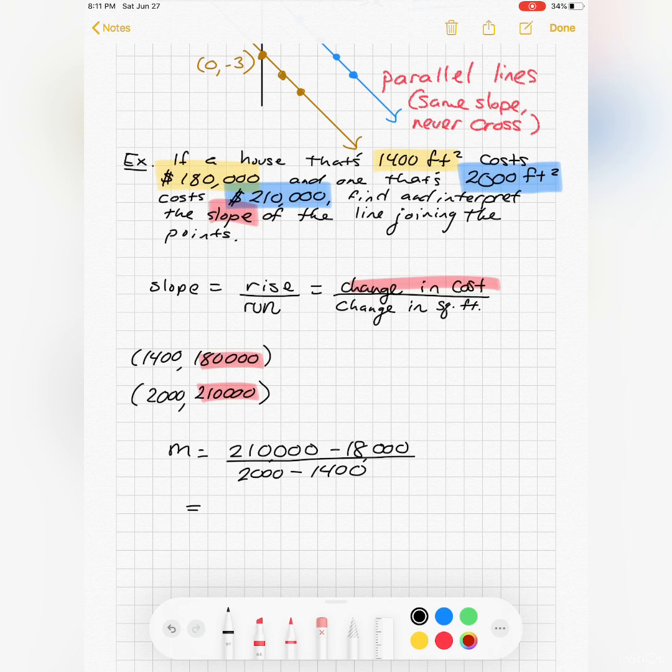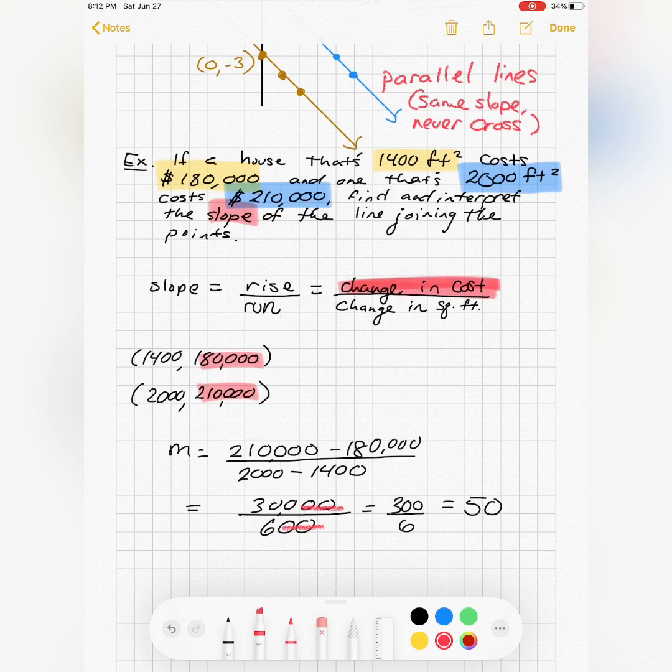Okay, so this is 180. That's why those commas are a good idea, huh? Okay, 210,000 minus 180,000 is 30,000. 2,000 minus 1,400 is 600. So let's see, I can cancel 2 zeros. 300 divided by 6 is 50.